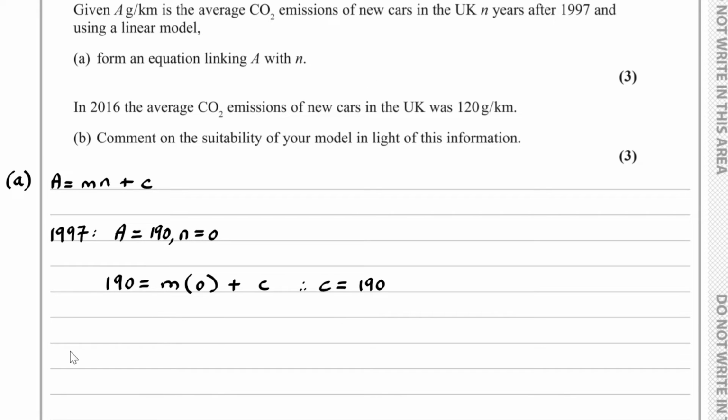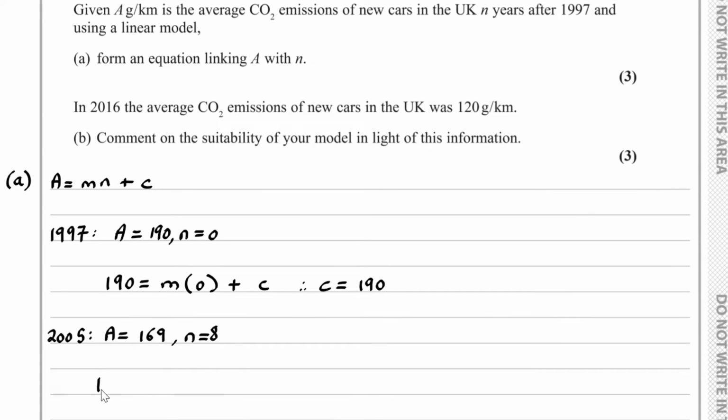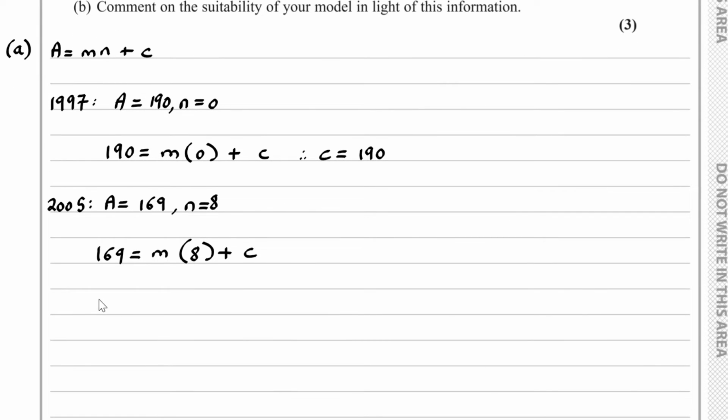And in 2005, we see here A is equal to 169 and n is going to equal 8. From 1997 to 2005, that's 8 years. And if we substitute these into this equation here, 169 is equal to m lots of 8 plus c. So we have 169 equals 8m plus 190.